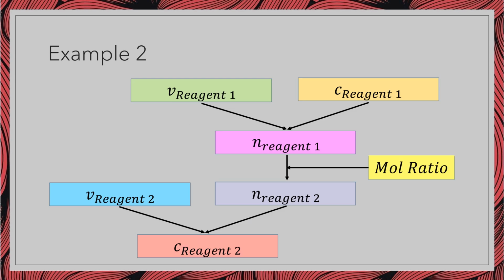Remembering our flowchart, volume times concentration gives us number of moles. Number of moles, we calculate that through mole ratio, which is going to be important for this one. And then we use n and V to calculate C.